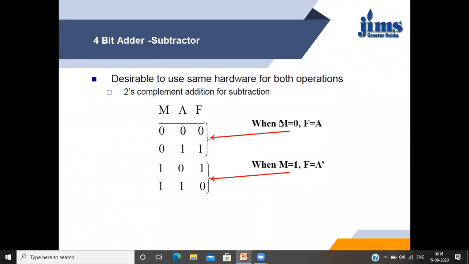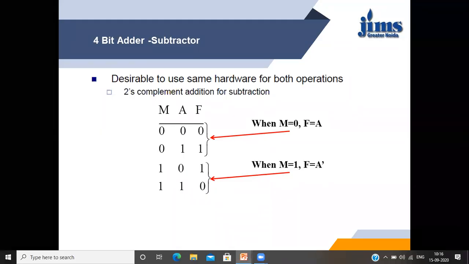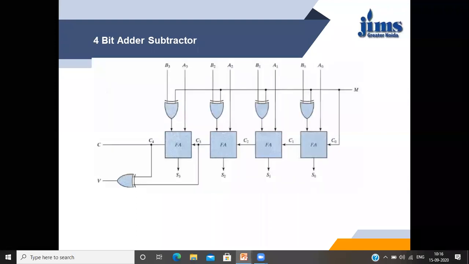So we can summarize that in an XOR gate, if one input is 0, the output of the XOR gate will be the other input. If one input is 1, then the output of the gate will be the complement of the other input. And the same concept we are going to use in the 4-bit adder and subtractor. So here is the circuit.